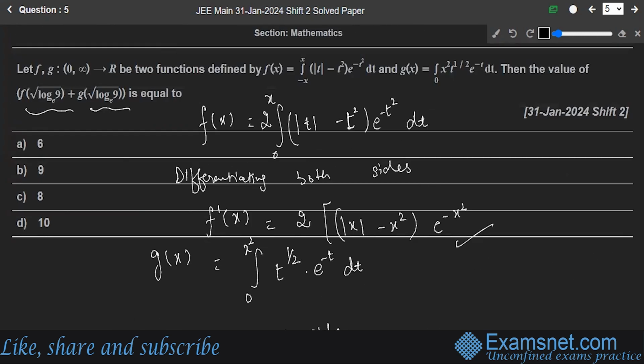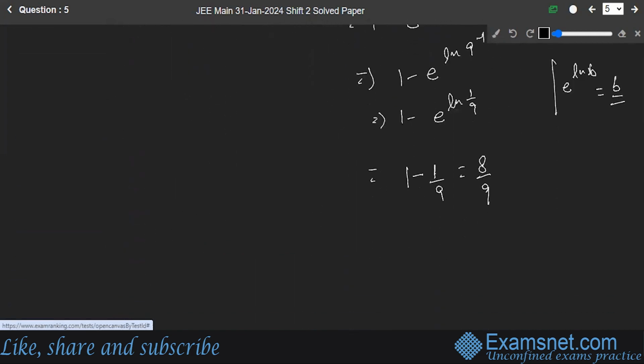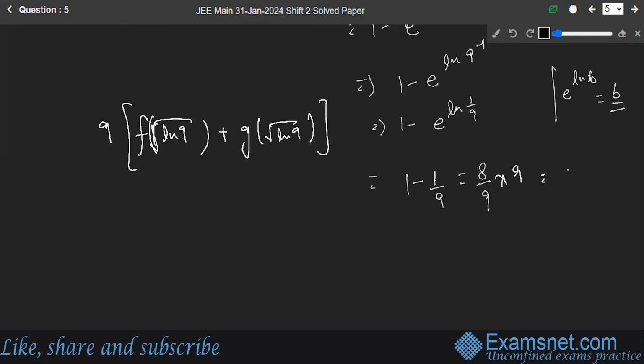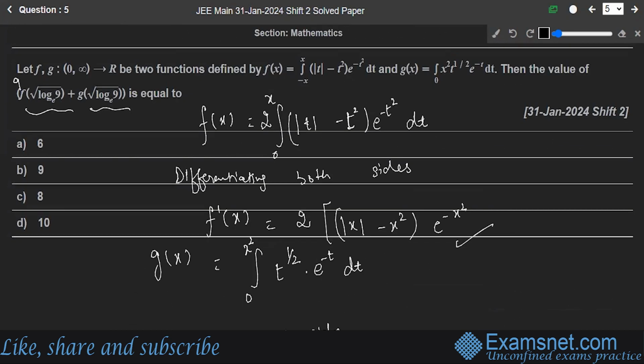Now one thing, this is what you have to find out the value of this expression. There's a slight misprint over here. This has to be multiplied by this expression, actually it is 9 into this expression. So according to that, this expression was your f of root of natural log 9 plus g of root of natural log 9. This whole has to be multiplied by 9. So this will be equal to multiply by 9. That gives you 8 as the answer. So this is the answer to the question. Option C is the right answer. Hope you're clear with this. Let's move to the next question.